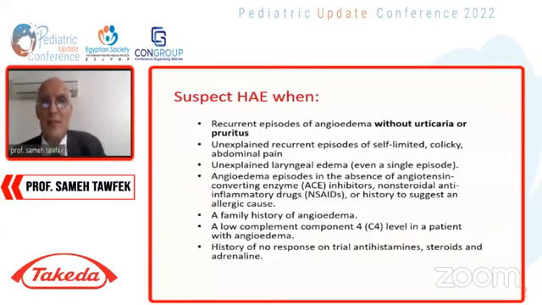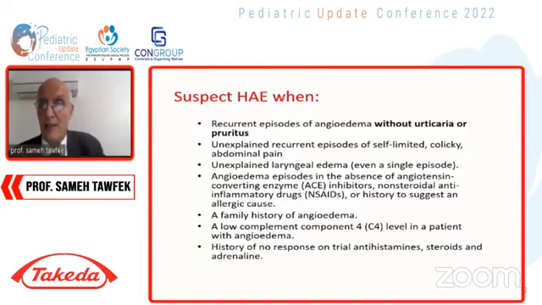When we have to suspect hereditary angioedema: number 1, if there is a recurrent episode of angioedema without urticaria or pruritus. Number 2, if there is an unexplained recurrent episode of self-limited bulky abdominal pain. Number 3, if there is an unexplained laryngeal edema, even with a single episode, because it is a very serious and fatal condition.